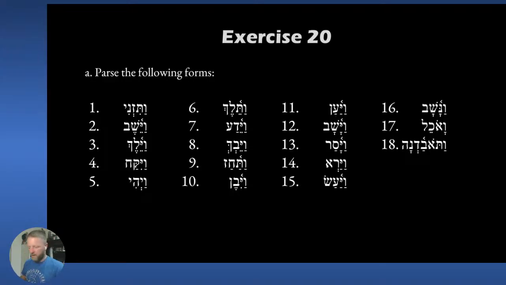My screen is playing with me. It went out. I hope you can still see. Vatovadna could be they or you in the feminine plural.